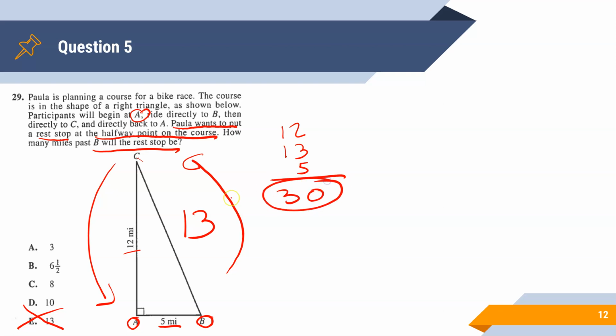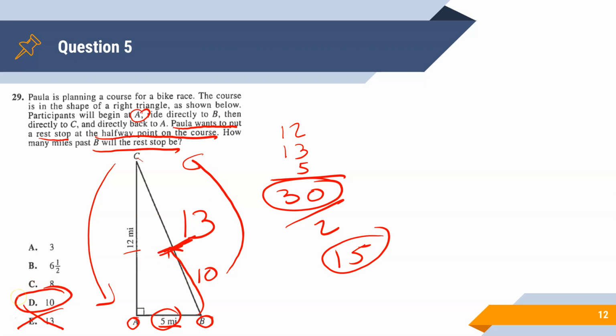Looks like the course is going to be 30. Well, half of that is 15, right? Well, if this is 5, that means we're going to go an additional 10 to get to 15. Our answer must be letter D. So this is one of those multi-step questions. A lot of people fall for that halfway answer and say the answer is 13. Be careful. Make sure to know it says halfway point on the course. That's what we want to know.